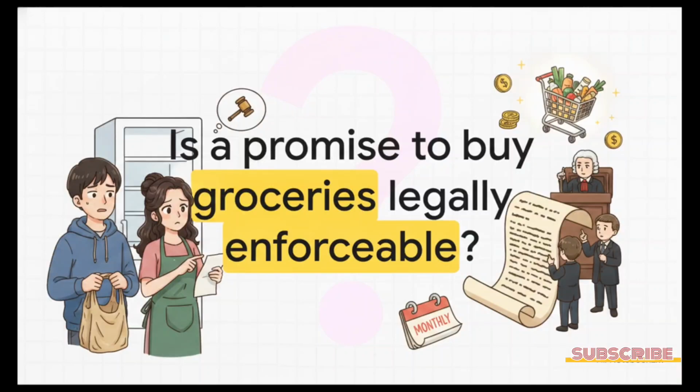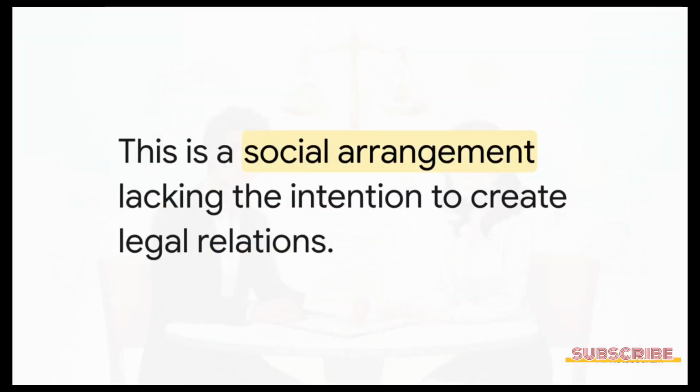Okay, here's your first scenario. Let's say a husband promises to buy groceries every single month for the household, but then he fails to do so. Is this promise legally enforceable in court? Think about the precedent we literally just established. What would a judge say? The answer? No. Based directly on the Balfour principle, this is just a standard social arrangement. It completely lacks the intention to create legal relations, and because of that, it completely fails the strict test of Section 2H. The courts are definitely not going to force someone to buy groceries for their spouse under contract law. It's just not going to happen.